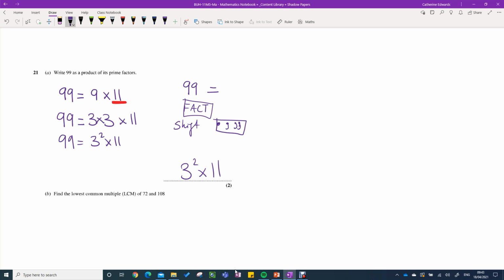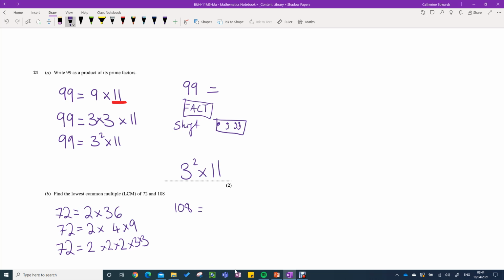Okay, lowest common multiple of 72 and 108. So I'm going to start off by saying 72 I know is 2 times 36. So 72 equals 2 times 4 times 9. Because 36 is 4 times 9. 72 equals 2, and then 4 is 2 times 2. And 9 is 3 times 3. So now I've got all prime numbers. I'm going to do the same for 108.